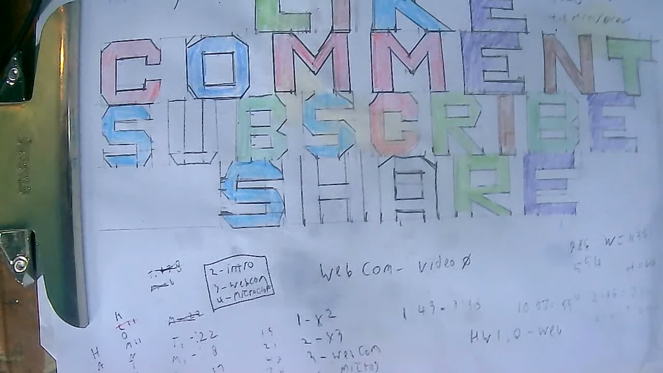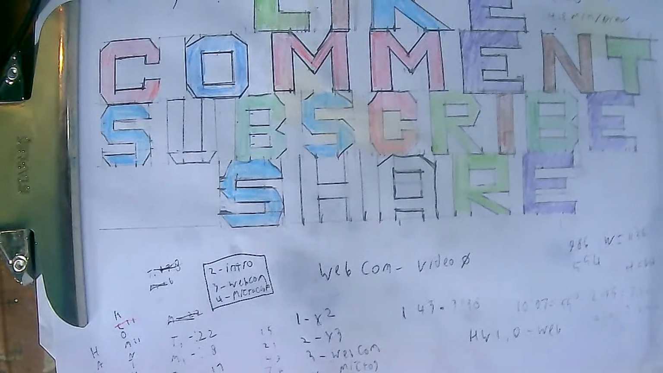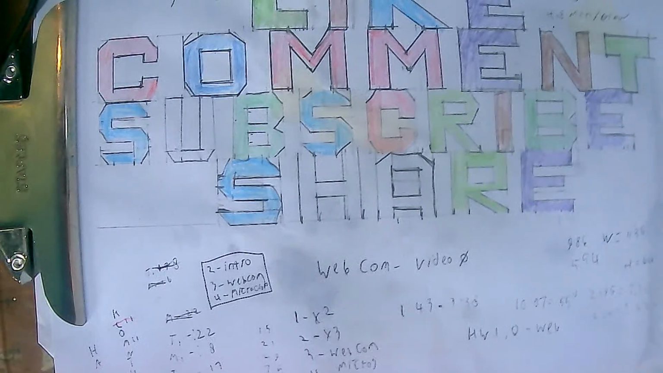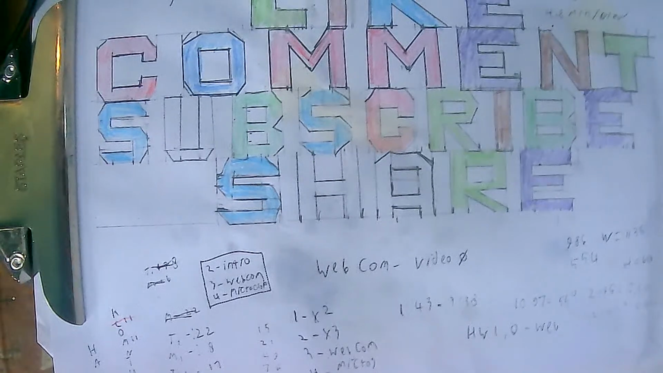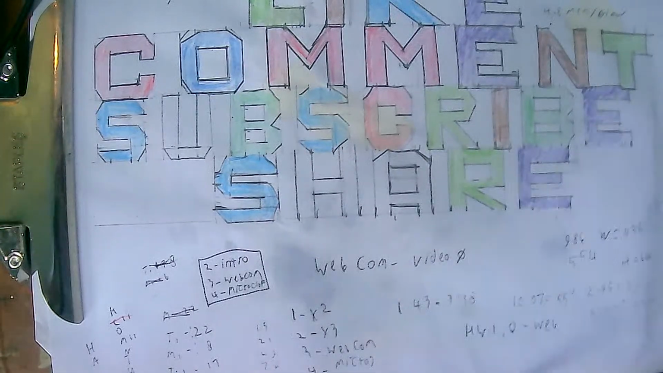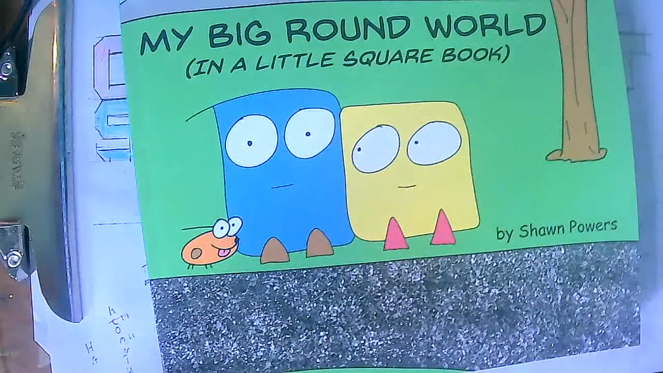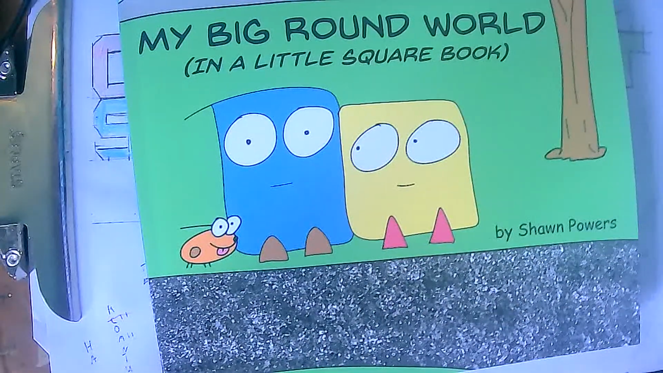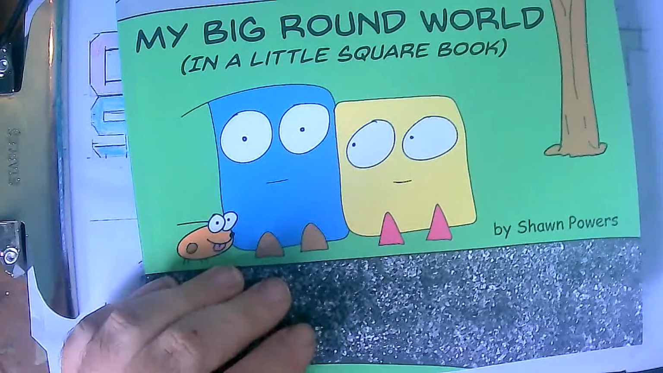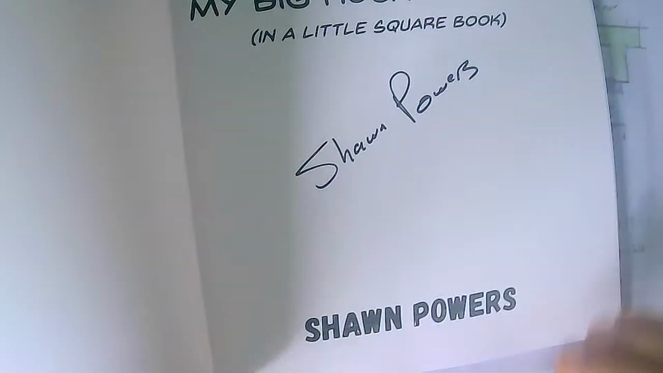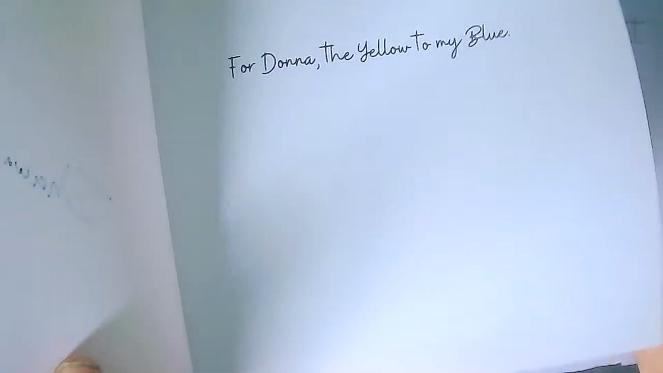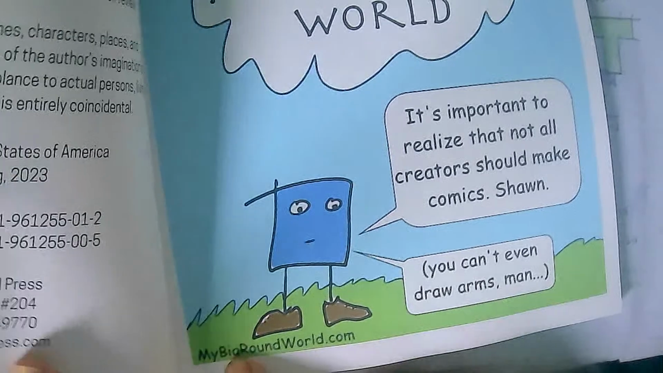So, what have I been up to? That's a very good question. I'm not sure if I even know. So, one of the things I've done is I've recently gotten a book. It's a comic, sort of graphic novel. I don't know. My Big Round World in a Little Square Book by Sean Powers. Got it signed.